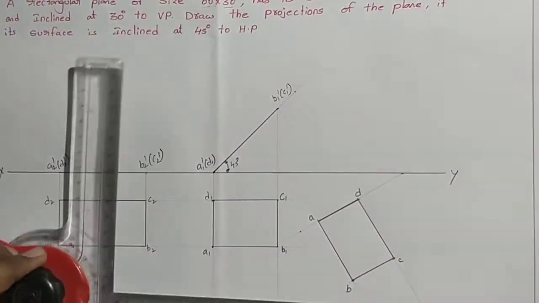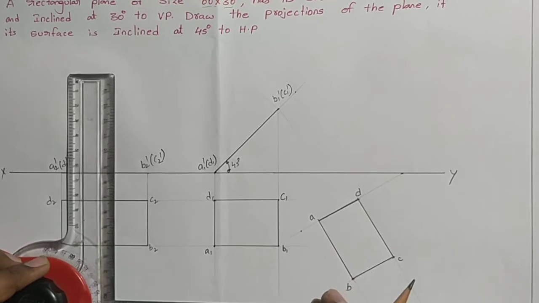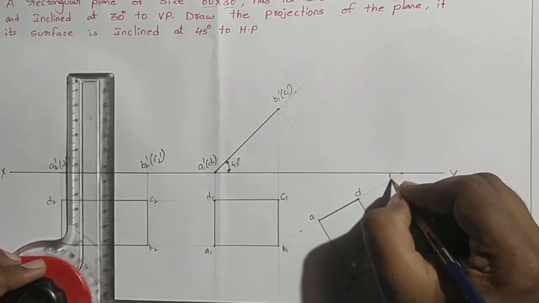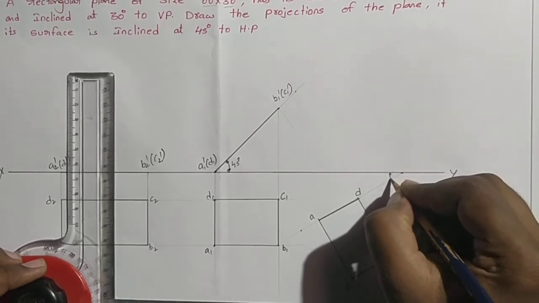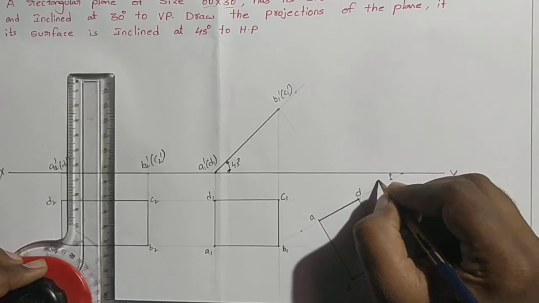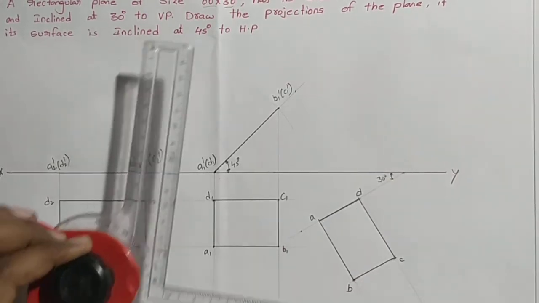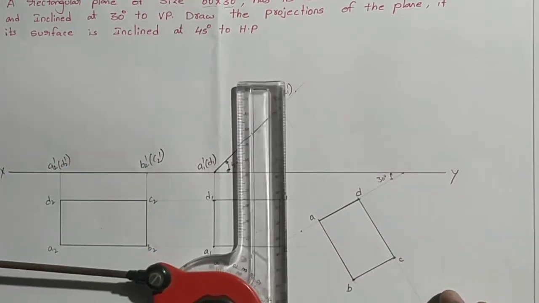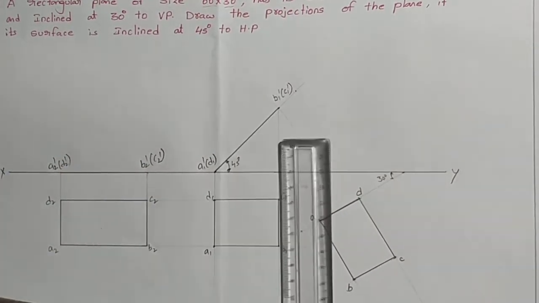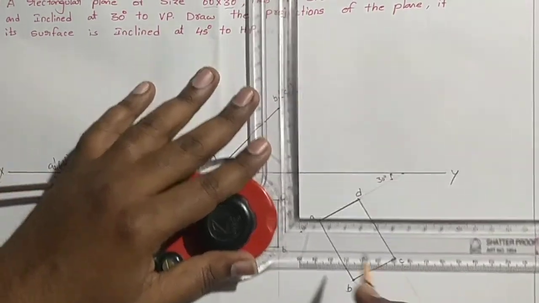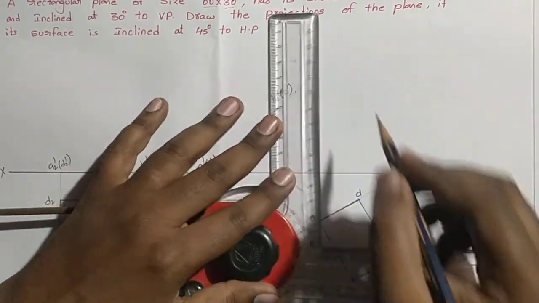Okay, it is the top view when the rectangular plane is making an angle of 45 degrees to the HP and 30 degrees inclined to the VP. Okay, now we need to draw the vertical projections from every point, that is perpendicular to the XY.